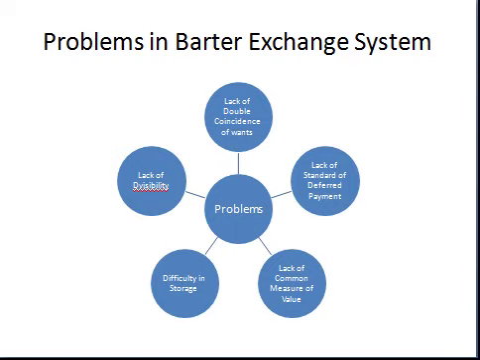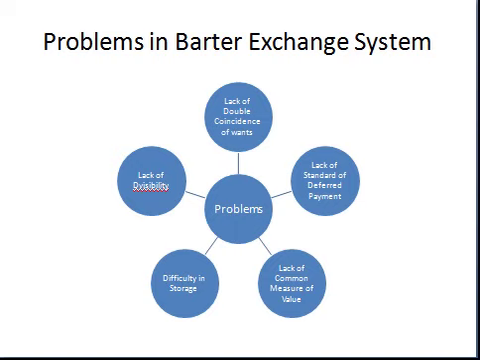The third type of problem in the barter exchange system was the lack of standard deferred payment. Deferred payment is the payment which is to be made on a future date. That is what deferred payment. For example, we borrow from the bank and we repay the amount on a certain future date with interest. That is what the deferred payment. तो किसी certain date पर हम पैसा चुकाएंगे in the form of EMI, in the form of principal amount with interest. It is what the deferred payment.